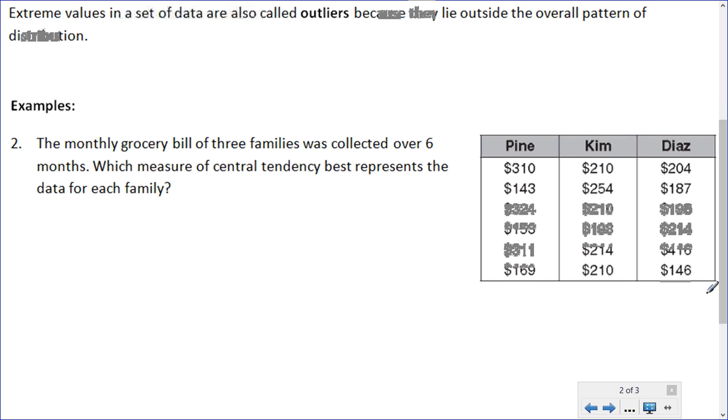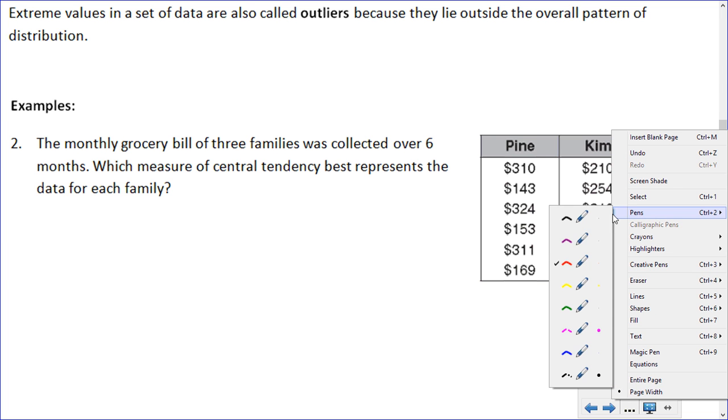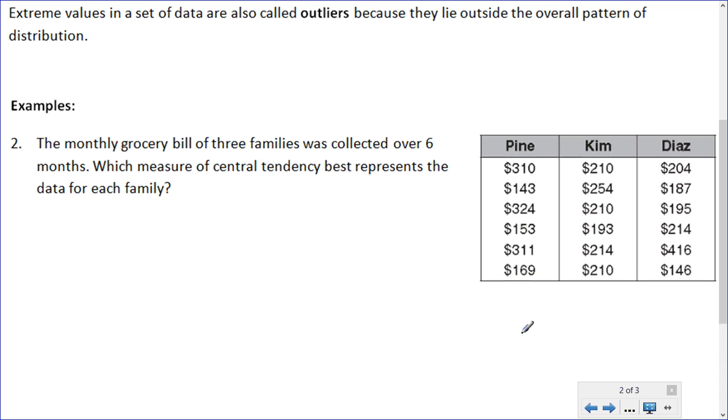So let's look at example 2. It says the monthly grocery bill of 3 families was collected over 6 months. Which measure of central tendency best represents the data for each family? Okay, so let's look at the data we have. So let's look at the Pine family.